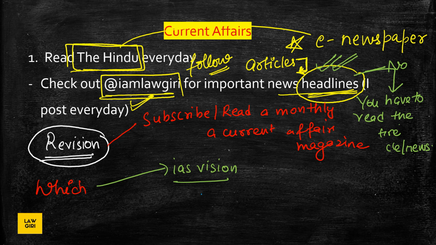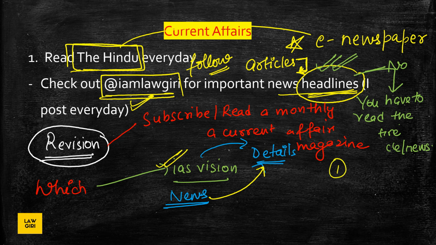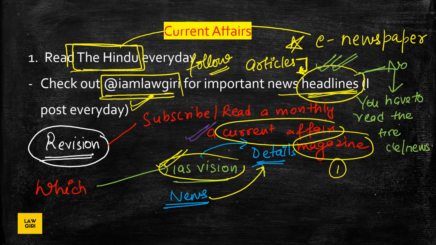Right. So, if you had been reading IAS Vision, what IAS Vision tends to do is that things related to that important news are also discussed. I know it is a 100-page monthly magazine, but you need to understand one thing: even if you're reading the newspaper, there's going to be some news that is not in the newspaper. Bahut kuch hoga that is not in the newspaper, but these current affairs magazines are going to cover it for you. So this is mandatory. Reading the newspaper every day plus reading a monthly current affairs magazine is mandatory.